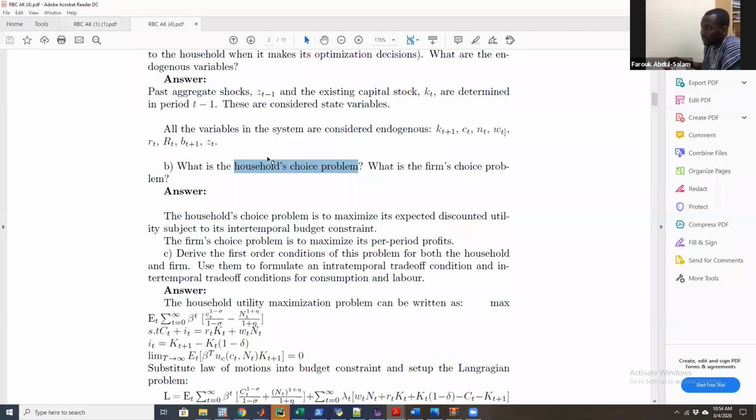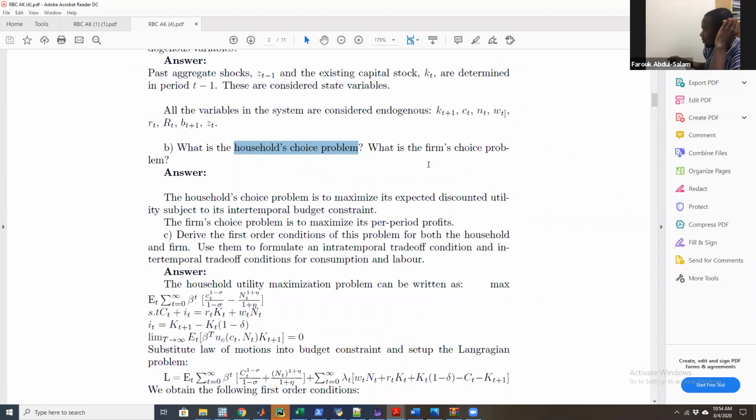So when you come down here, in terms of the individual's problem, these are the things that you have to think about. What about the firm? The firm is fairly standard. In terms of what we saw earlier, the firm is basically choosing the amount of capital and the amount of labor to use in its production. So we also know what the firm's problem is.